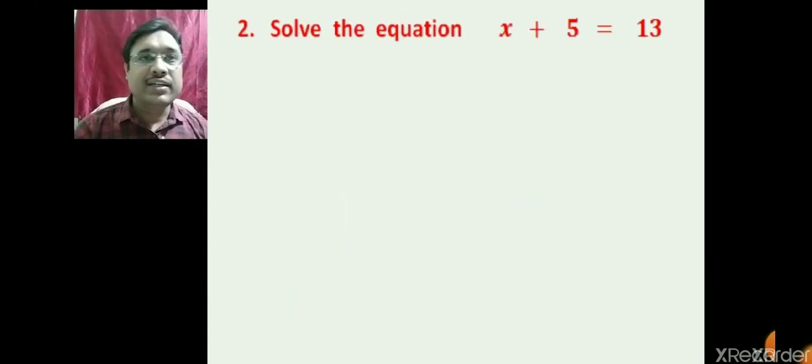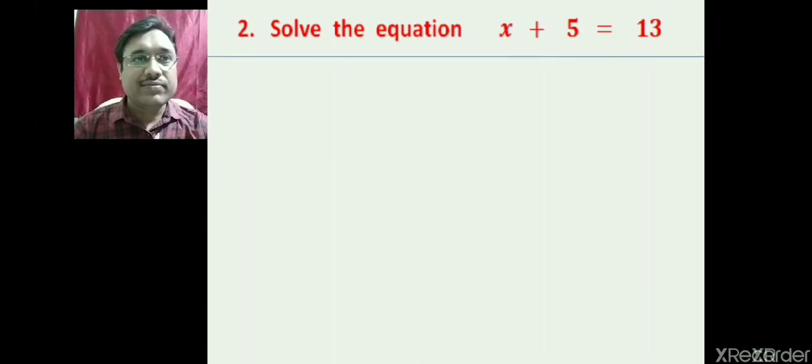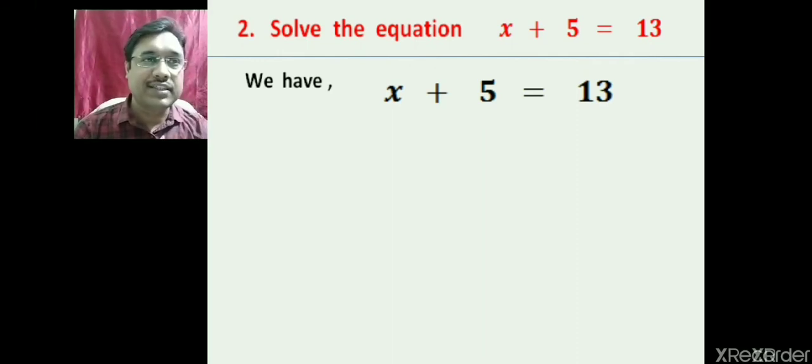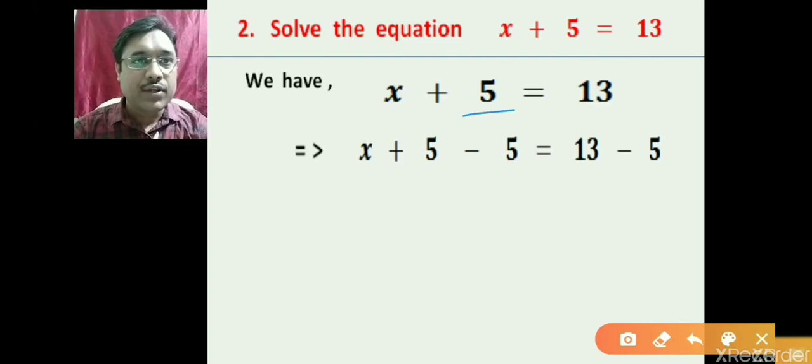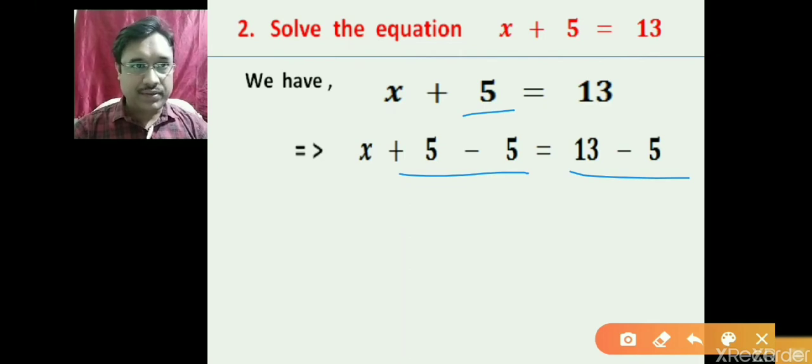Now second is solve this equation x plus 5 equals 13. Here we have to subtract 5 from both sides, okay. So how will we solve that? We have x plus 5 equals 13 as the equation. Now to remove this 5 from here, we will subtract 5 from both the sides. From one side we cannot subtract, otherwise the equation will be imbalanced. That means the equality sign will not be maintained.